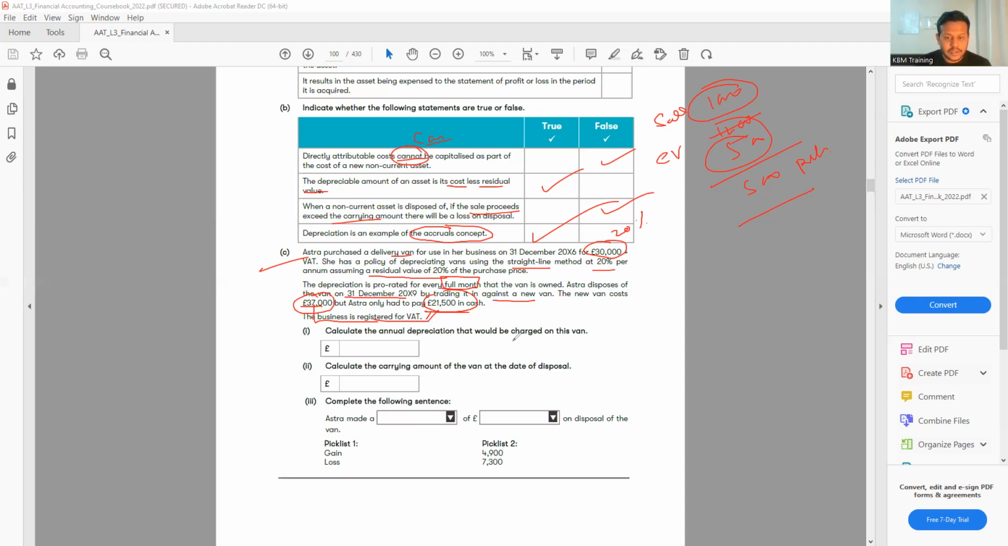Calculate the annual depreciation that would be charged for this van. So let's try to do that. How much will be the depreciation? The first thing we need to calculate: we have 30,000 as the cost.